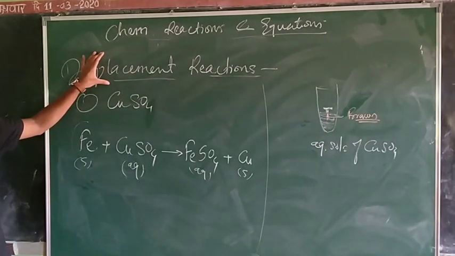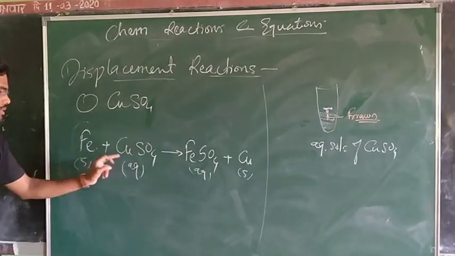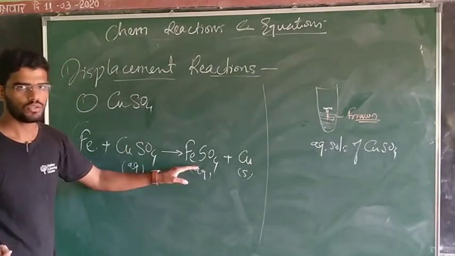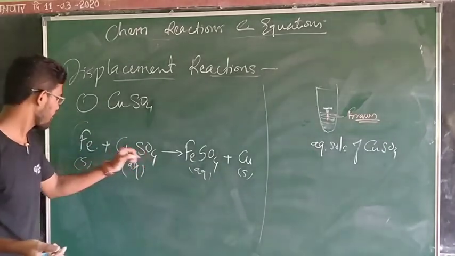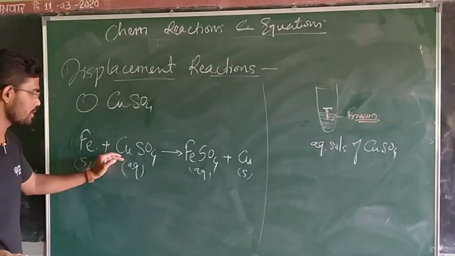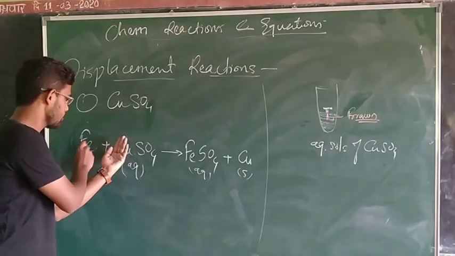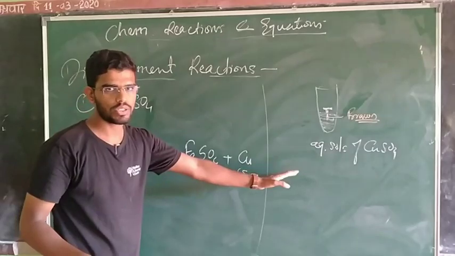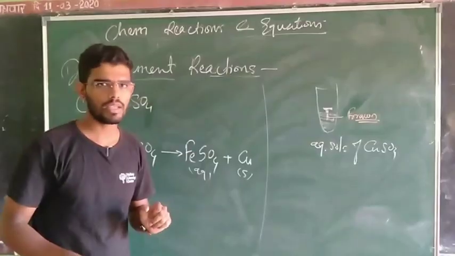What is displacement reaction that we have studied? An element, a new element, displaces one of the species from the compound to give you a new compound. Okay, from copper sulfate, copper is positively charged, sulfate is negatively charged. The new element, that is iron, will displace copper from this compound, and in place of copper, it will take the place of copper and you will get ferrous sulfate, a new compound, and copper will be removed. Okay, this is an example of displacement reaction, right?